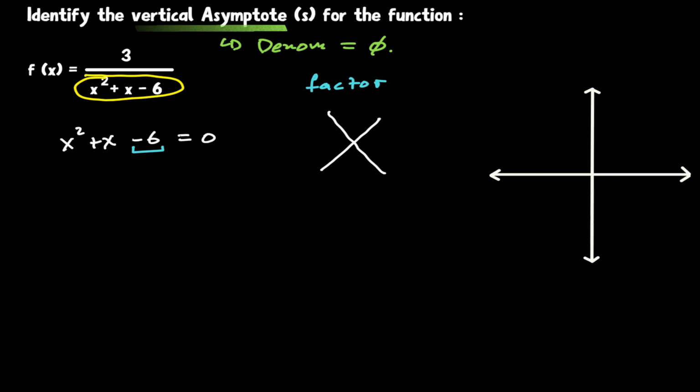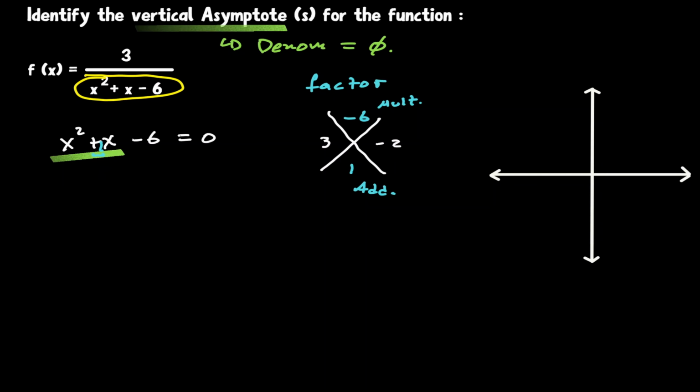Let's look for two numbers that, if we multiply them, give me negative 6, and if we add them up, give me 1. Well, those two values are 3 and negative 2. Let's confirm that. 3 times negative 2 gives me negative 6, and 3 plus negative 2 does give me 1. So now let's factor this out.